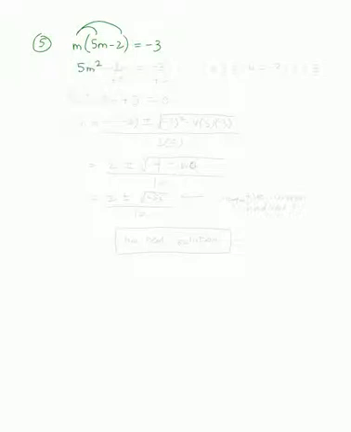We get 5m squared minus 2m equals negative 3. And then we move this guy over. We get 5m squared minus 2m plus 3 equals 0. Now we're ready to go. So we got a equals 5, b equals negative 2, c equals 3.